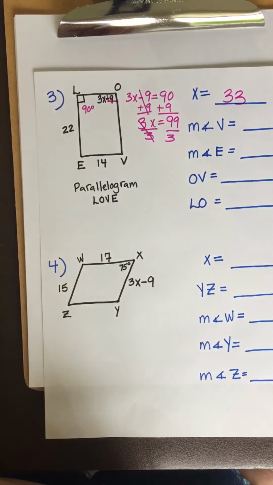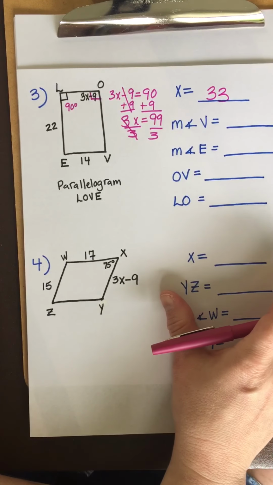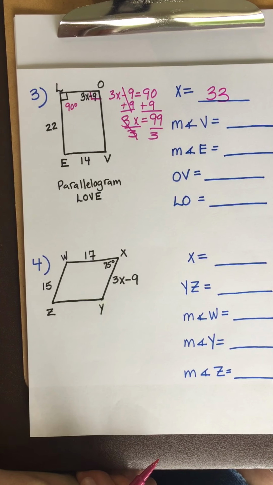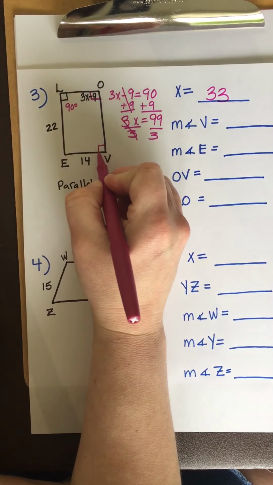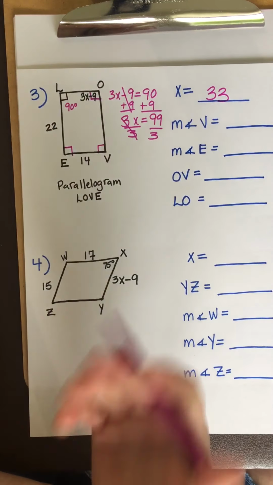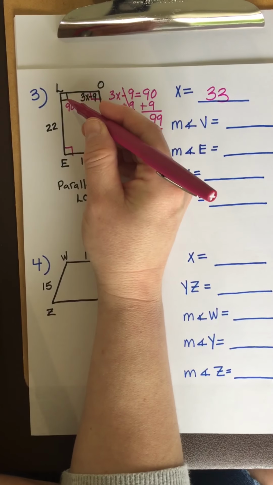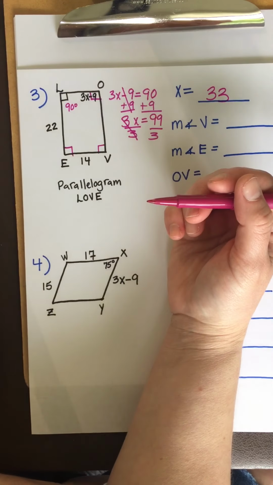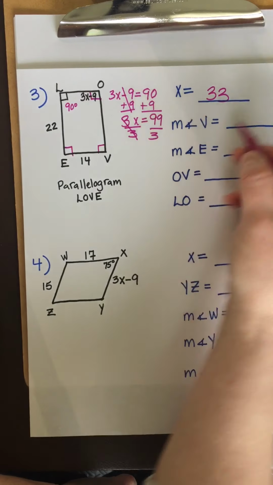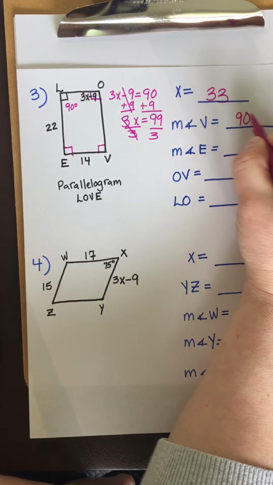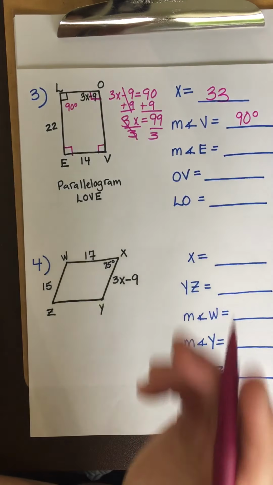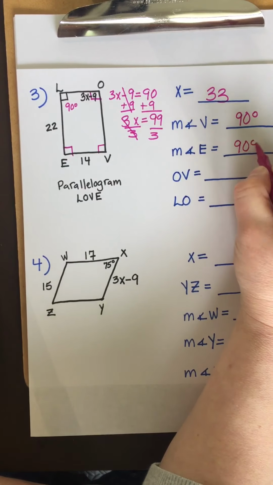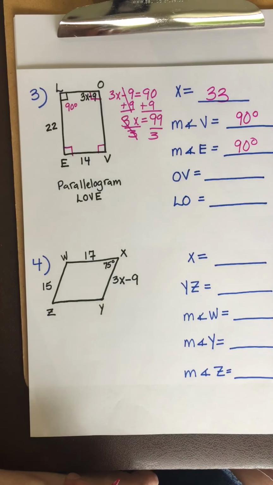So what does that mean about all the angles in this parallelogram? What must they all be? That means they've all got to be right angles, right? So if you have a parallelogram and one angle is a right angle, then all 4 angles are a right angle. So the measure of angle V would be 90 degrees. And the measure of angle E would be 90 degrees.